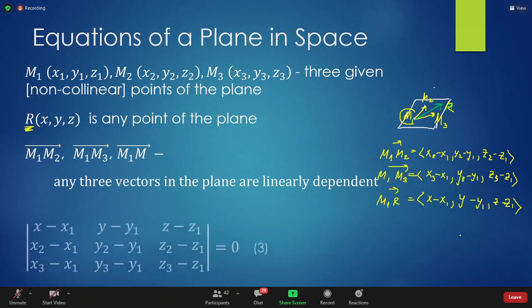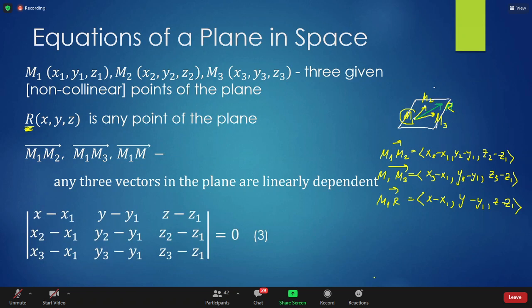So in the first row of this determinant, we have the coordinates of the vector M1R. In the second row, we have the coordinates of the vector M1M2, and in the third row, we finally have the coordinates of the vector M1M3. And that's more or less it.